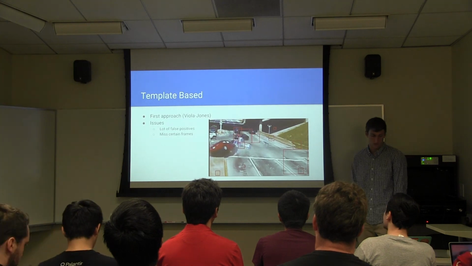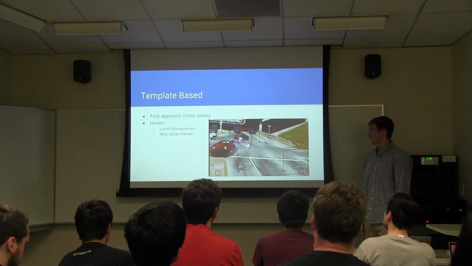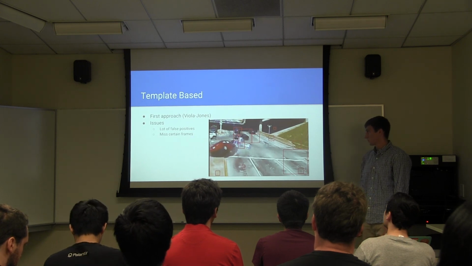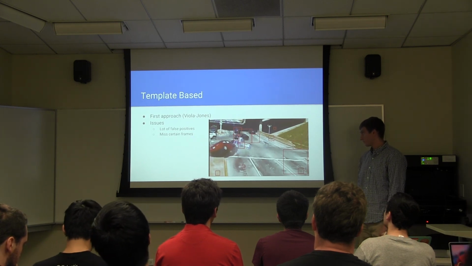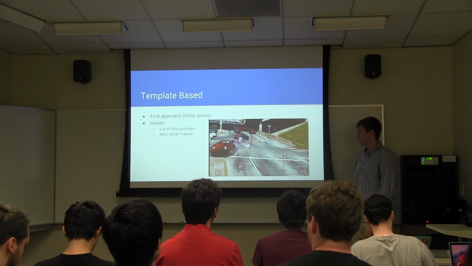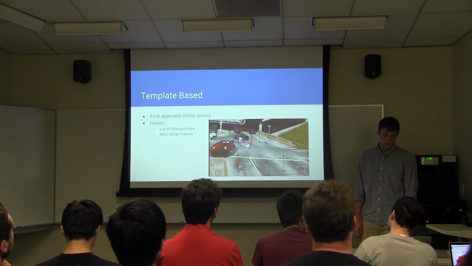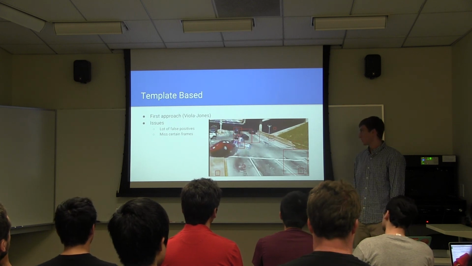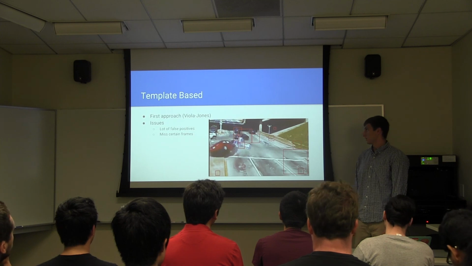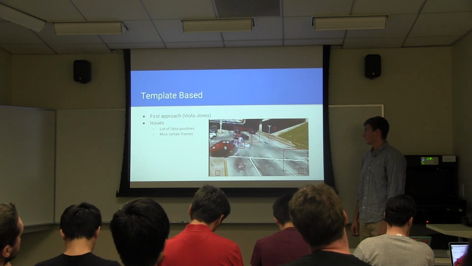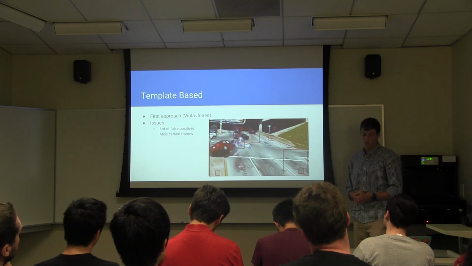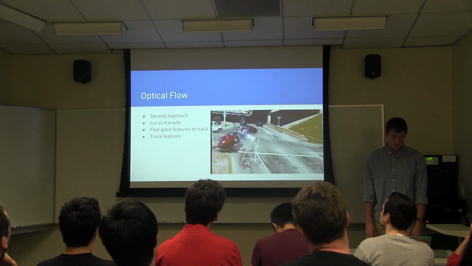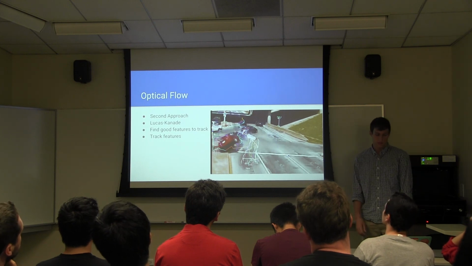My first approach was a template-based approach using the Viola-Jones method, which basically uses hard features, and then some kind of training and cascading classifiers to spend more time classifying where there's a possibility of an object occurring. I didn't have great results. I had a lot of false positives and would miss certain frames, which made it hard to realistically track the cars. So I went on to my second approach, which was optical flow.